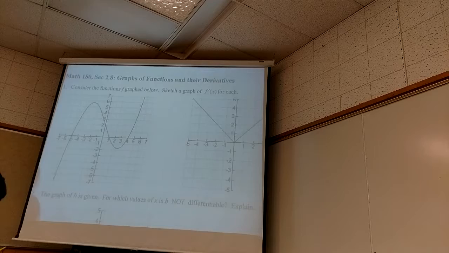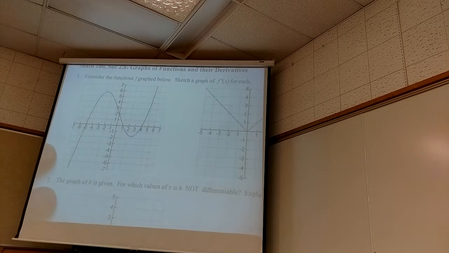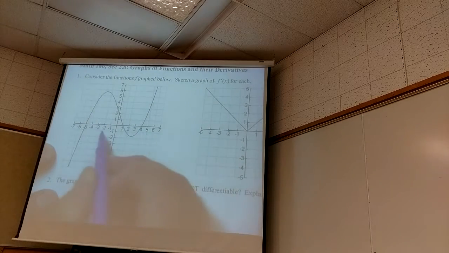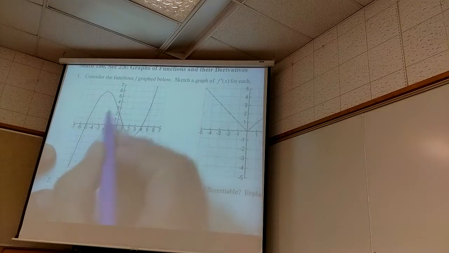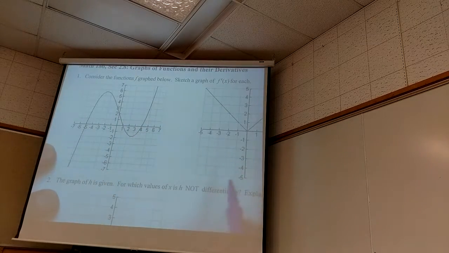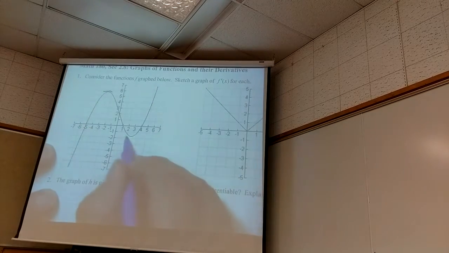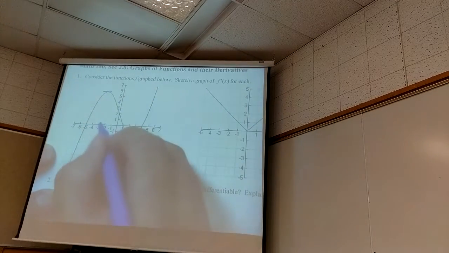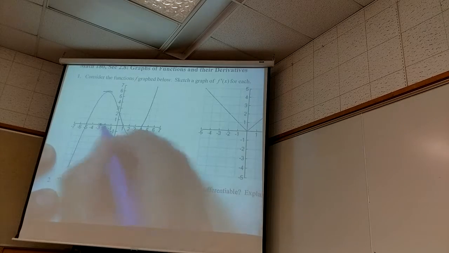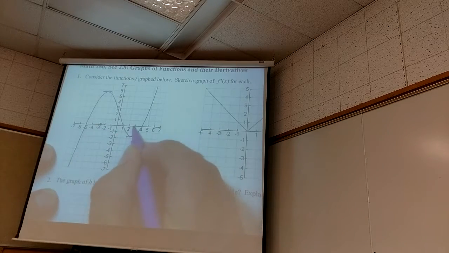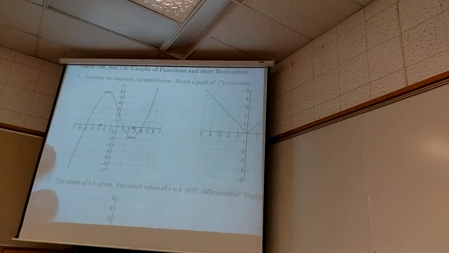So let's go back. Let's do number 1. What's the first place you locate for this one? What do you find first? Zeros. I like it. I know the answer, I just don't want to say it for some reason. So about right there, roughly. Make your points big, then you're safe.